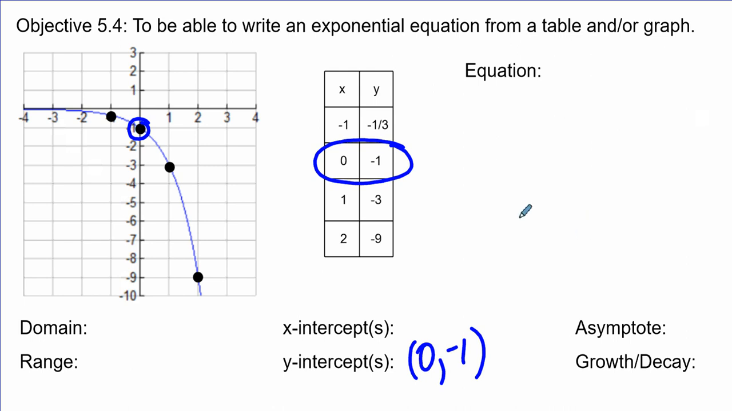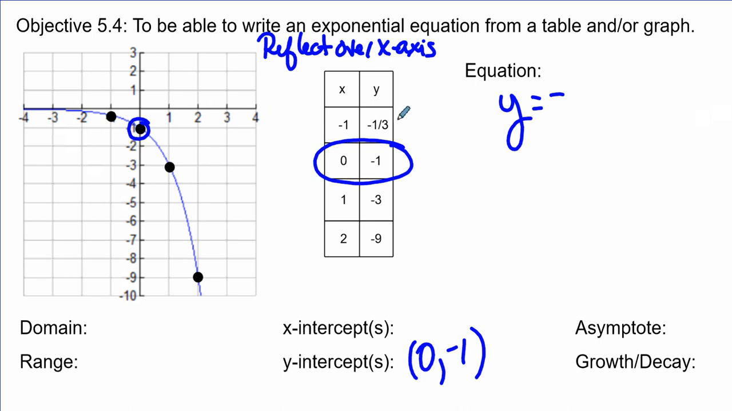We also know with this function, because of the way that it's facing, it's been reflected over the x-axis in order to achieve this result. So that means it's going to impact our a value for the equation. That's going to have to be negative. And as of right now, I have not shifted it up or down because my asymptote is still here at 0, so I don't have to worry about that.